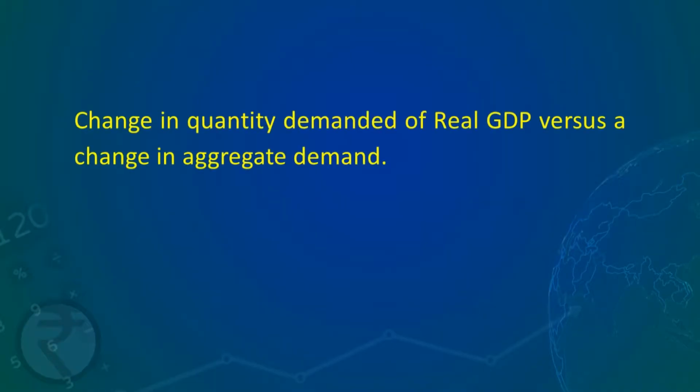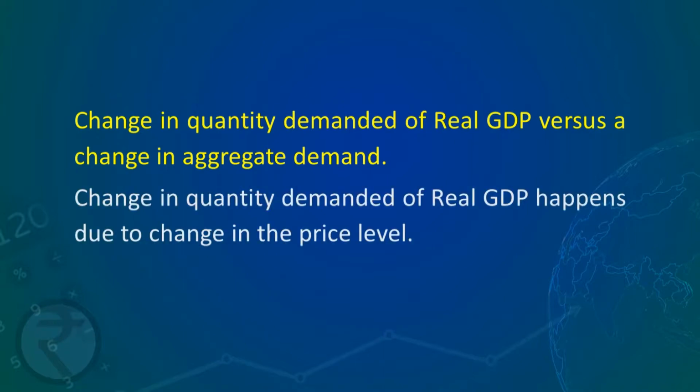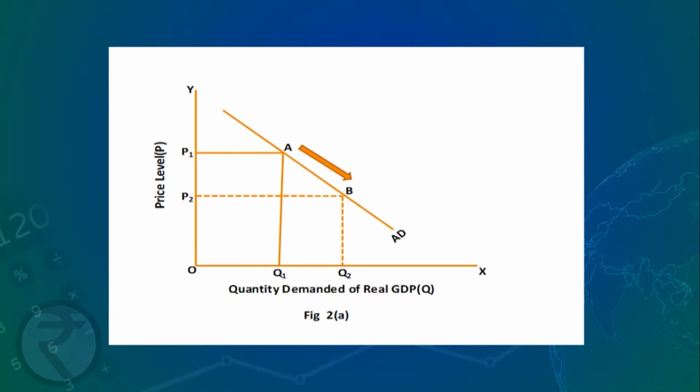Now we should also know what is the difference between change in quantity demanded of real GDP and change in aggregate demand. Change in quantity demanded of real GDP happens due to change in the price level. When the price level falls, quantity demanded increases, and when price level rises, it falls. So this change in quantity demanded of real GDP is because of change in the price level alone, and other factors are being ignored. This can be shown in the figure.